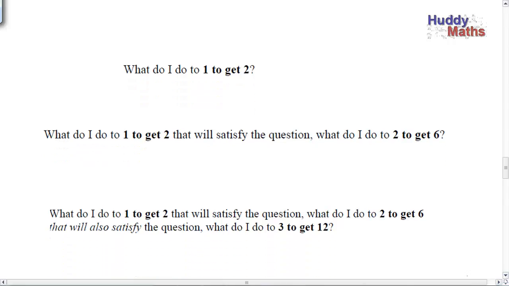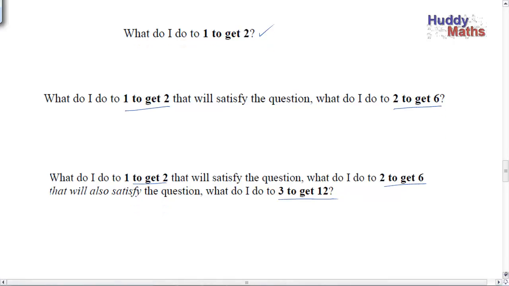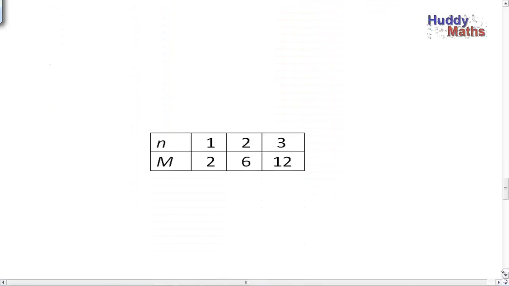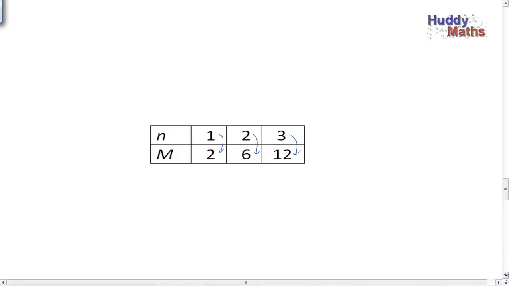Here's our problem. What do I do to 1 to get 2? But then you've got to move on. What do I do to 1 to get 2, but 2's got to go to 6? And then 1 to get 2, 2 to get 6, and 3 to get 12. There's several conditions, aren't there, when you're in a table like this, right? It's got to do that, and that, and that. This is where the headache comes in.